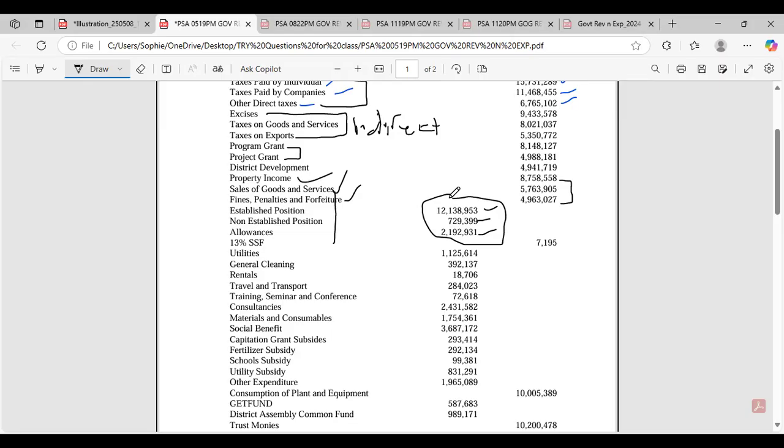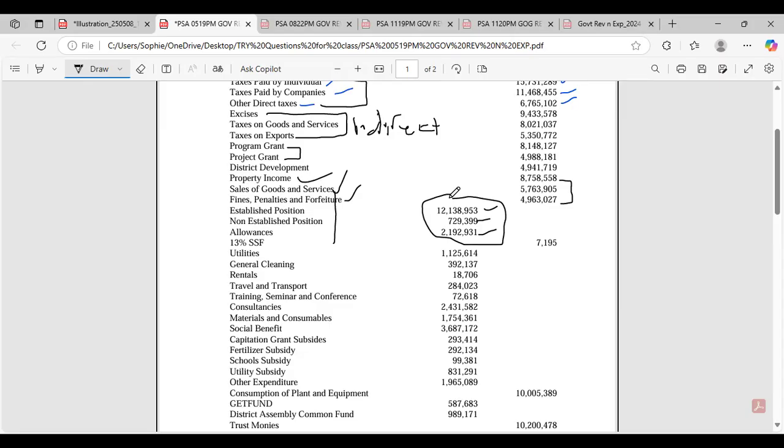Employee benefits. Say again. Is it employee benefits? But what is the classification? What is the GIFMIS classification of these expenditures, i.e., established position, non-established position, allowances? Compensations. Yes, compensation. Please, they are going to test you on these things. So.